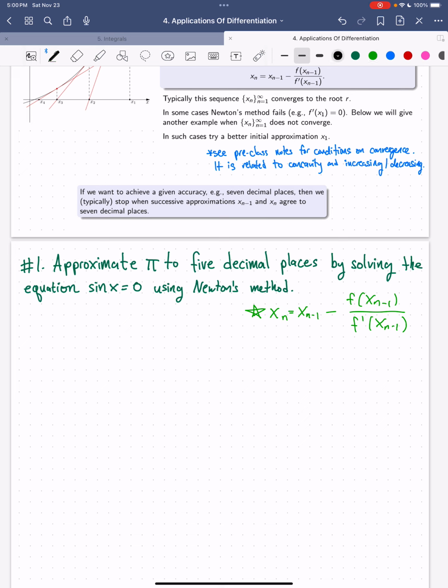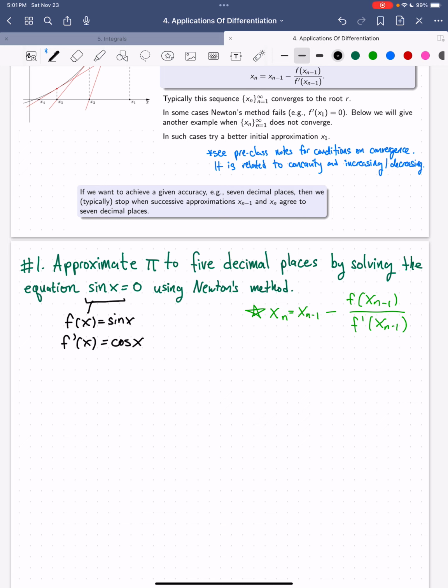All right, so here our f of x then, because this is the equation we're trying to solve, f of x is equal to 0. We can see that f of x is equal to sine x, and so that means that our f prime of x is equal to cos of x.